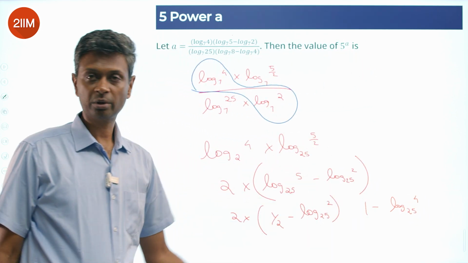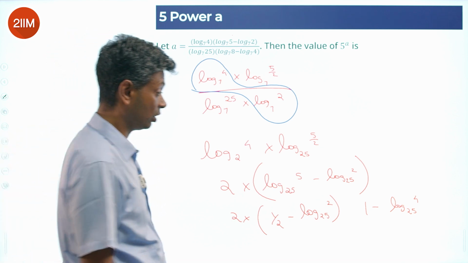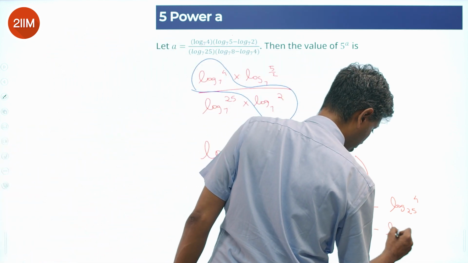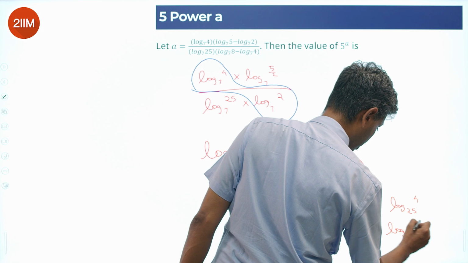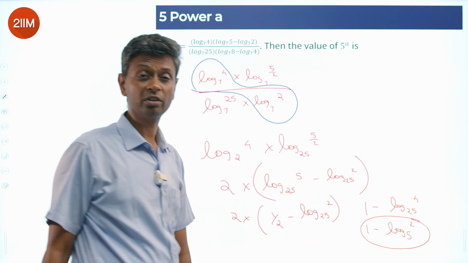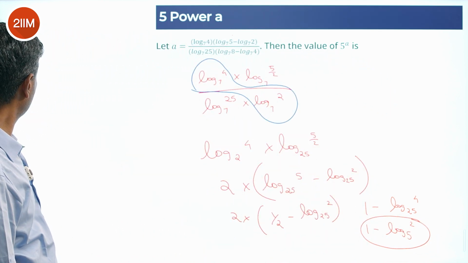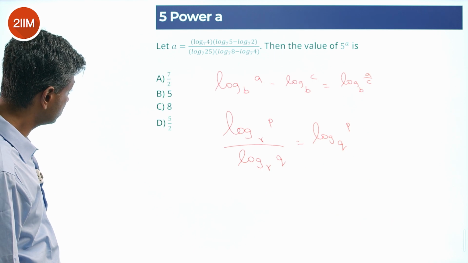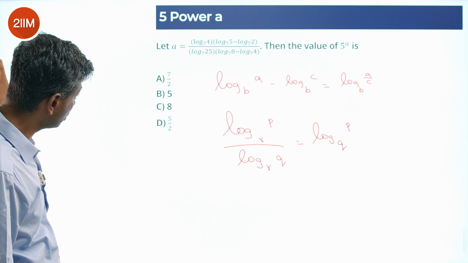2 times log 2 to the base 25 is log 2 square to the base 25, or this is 1 minus log 2 to the base 5. This whole thing simplifies as 1 minus log 2 to the base 5. Hopefully that is there.